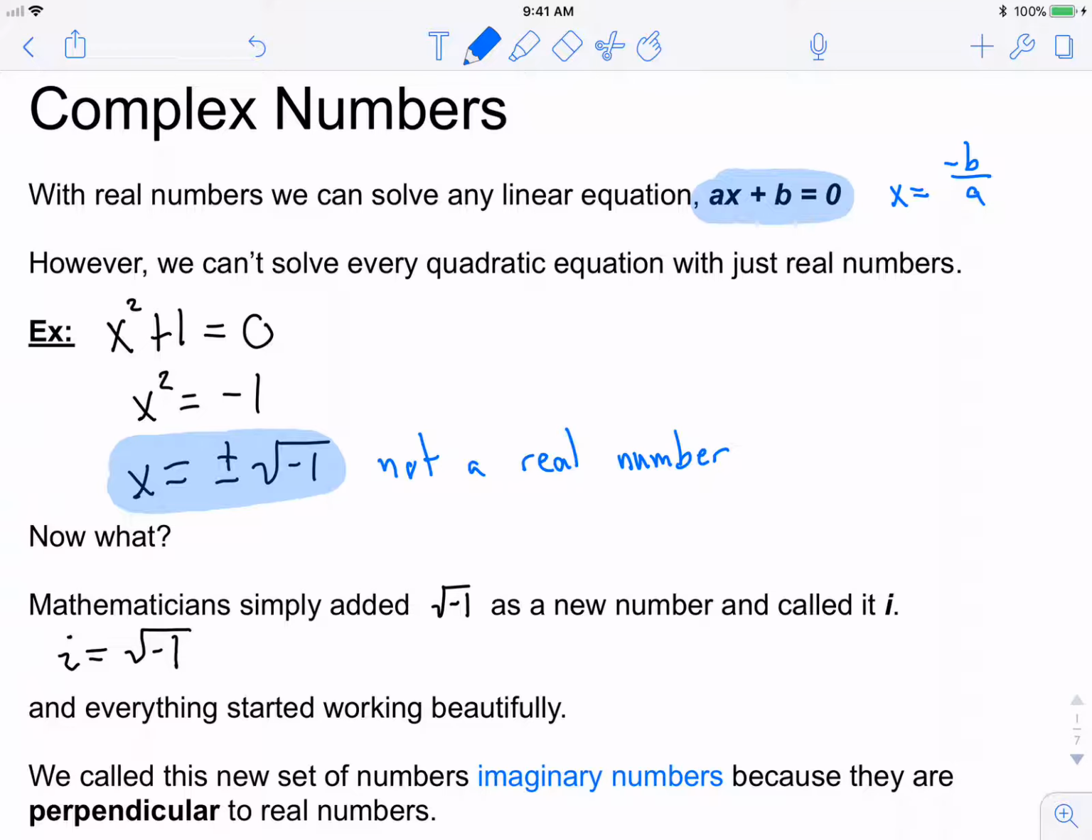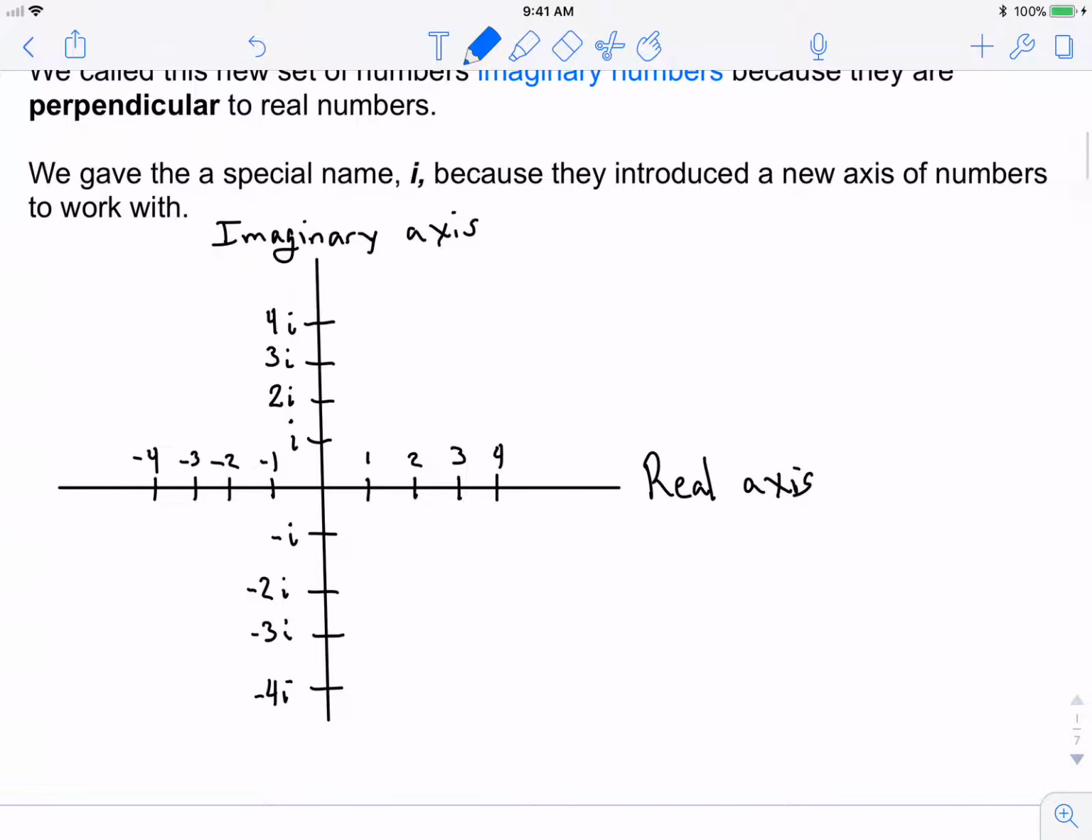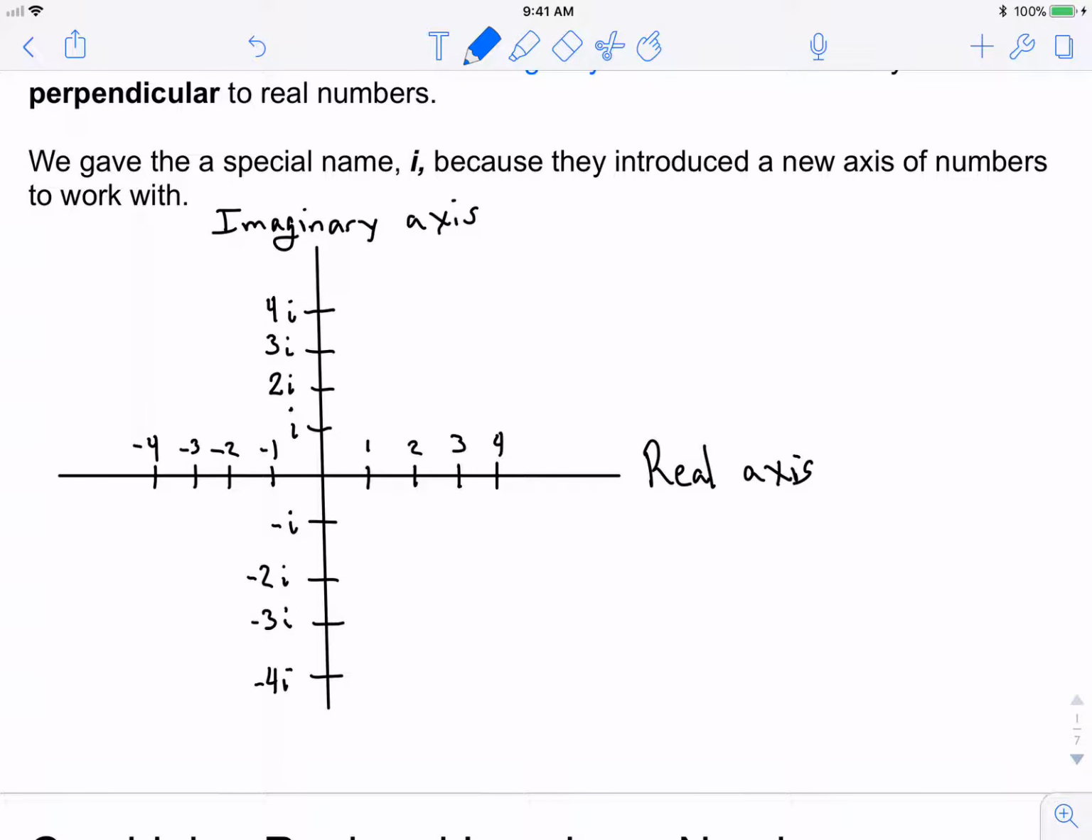Now we called this new set of numbers imaginary numbers because when we graph them, they're perpendicular to real numbers. So what's completely different from being real? Well, being imaginary. And we gave them the special name i because they introduced a new axis of numbers to work with. So now, when we're looking at a number line, when we start working with real numbers and imaginary numbers, it actually is a plane instead of just being a one-dimensional figure.